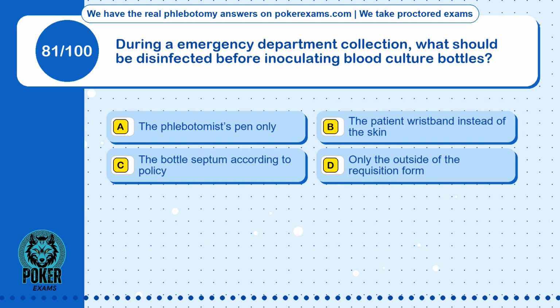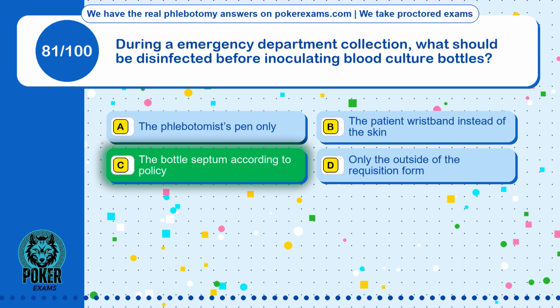Question 81. During an emergency department collection, what should be disinfected before inoculating blood culture bottles? Option A. The phlebotomist's pen only. Option B. The patient wristband instead of the skin. Option C. The bottle septum according to policy. Option D. Only the outside of the requisition form.